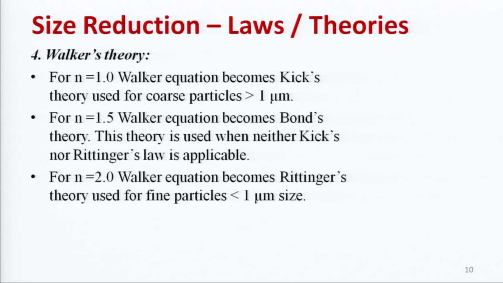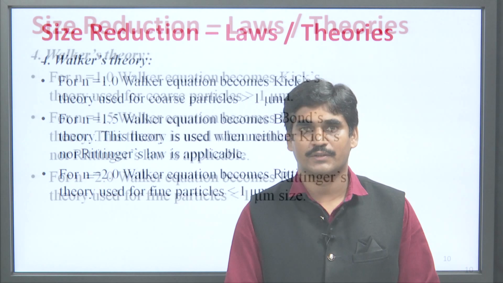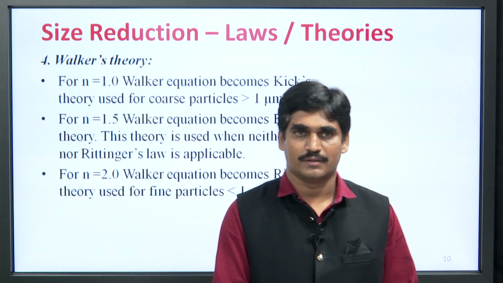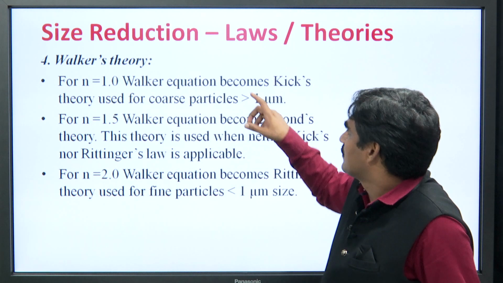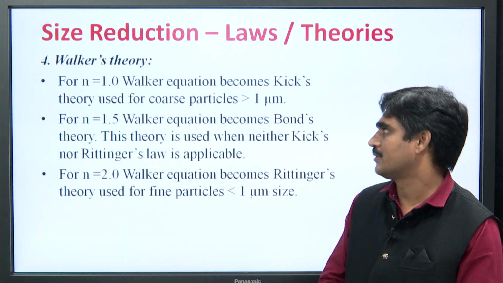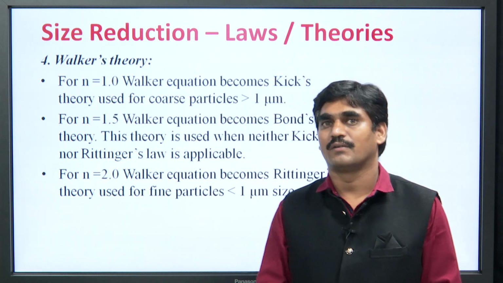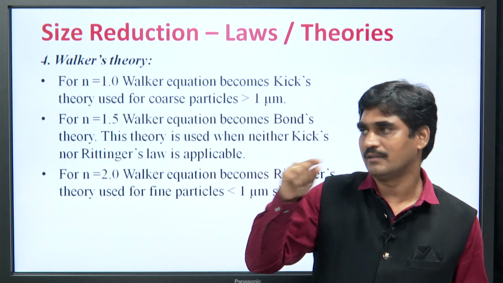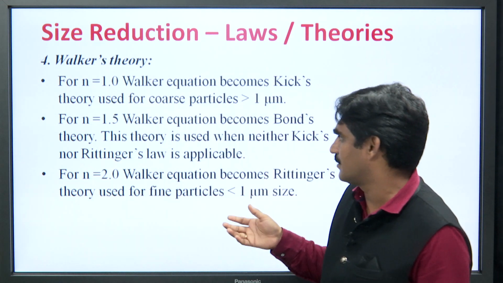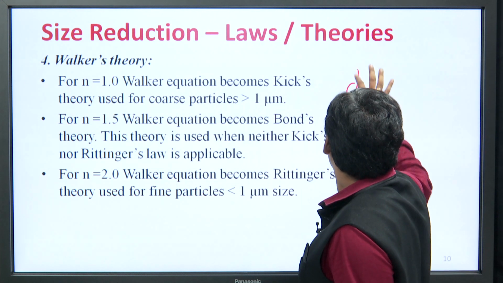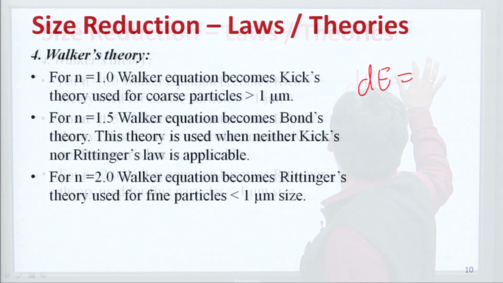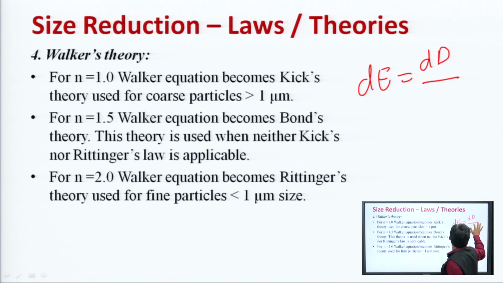Now, as we are moving to the next section of Walker's theory. Since Walker has proposed some values, as in the previous case we have seen the equation, that is dE is equal to dd by d to the power n. This was Walker's equation.